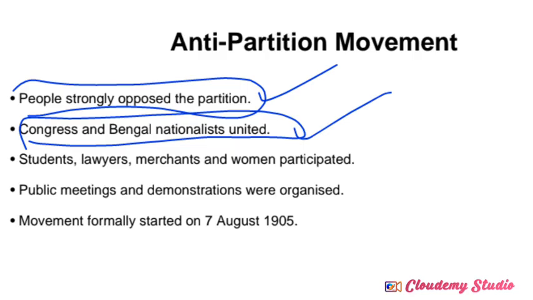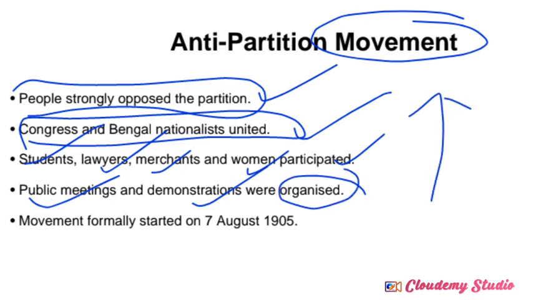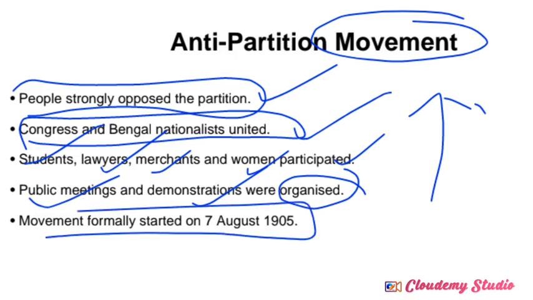For this anti-partition movement, those who joined or participated at that time were students, lawyers, merchants, and even the women also came out from their houses and started to participate in the anti-partition movement. They held public meetings and demonstrations were organized to oppose the partition of Bengal. Finally they formally started that movement on 7th August 1905. So this movement we call the anti-partition movement.